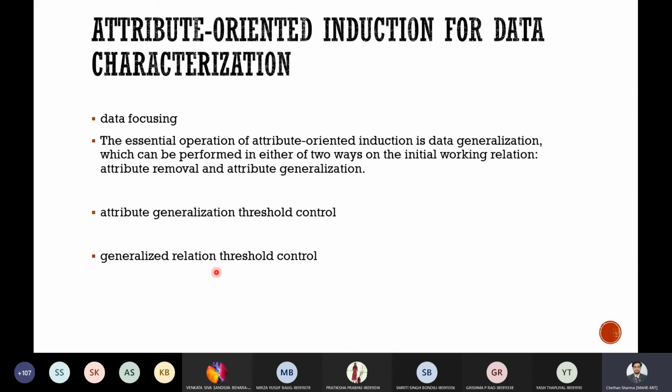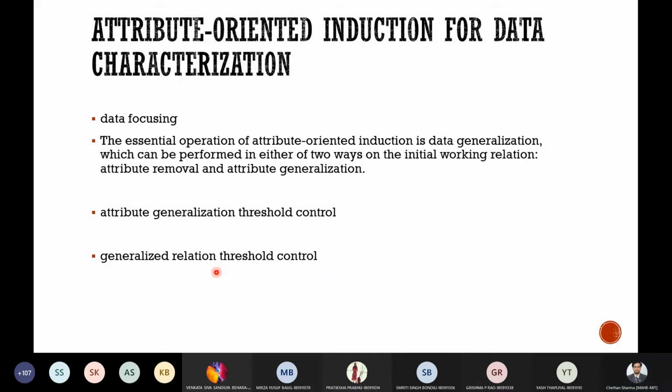It is usually between 10 to 30, but if the user feels that it should be less than 10 or greater than 30, that option should be provided. For example, if a user feels that the generalized relation is too small, he can increase the threshold, which means he is performing the drill down operation in general. Or if he feels there is a need to reduce the threshold, that option should also be provided, which in general means performing a rolling up operation.